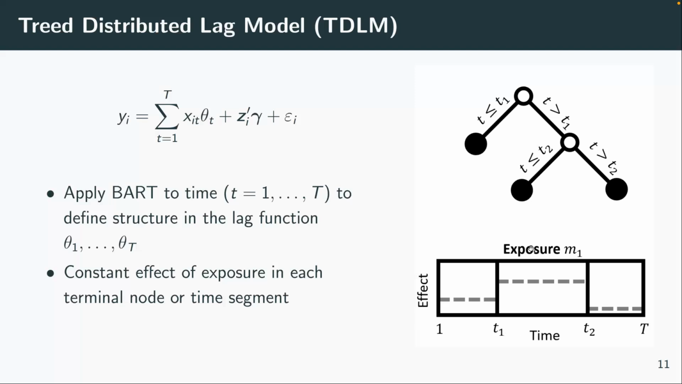In doing this, we're learning from the data what this tree structure should be and what the terminal node effects are. That means we're learning where these breakpoints are and what the effect within each of these segments is from the data. So we can have a tree that doesn't split at all and there's just a constant effect. We can have a tree that splits many times and has an effect that jumps around a lot.